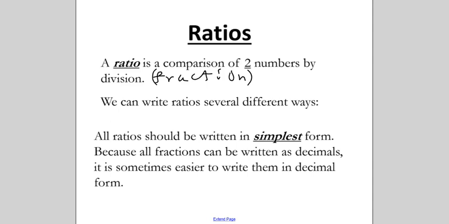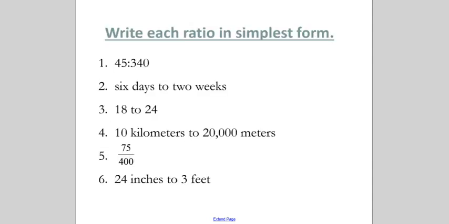Because all fractions can be written as decimals, it is sometimes easier to write them in decimal form. So these are different ways we're going to write it in simplest form. Okay? So 45, we can put it with a colon. We don't always have to do it as a fraction. So we need to simplify.